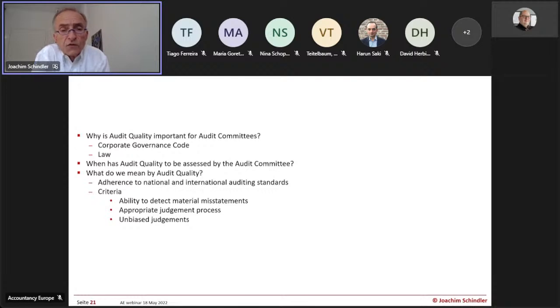So when has audit quality to be assessed by the audit committee? It has to be an important factor in a tender process, but it also has to be looked at on an annual basis. During the tender process, the assessment necessarily is based on presentations and documents, rather than on experience during an audit. This is different in the review of audit quality after the performance of the audit work. Therefore, in the annual process, and it has to be an annual process, the audit committee has much more evidence on which to base the assessment.